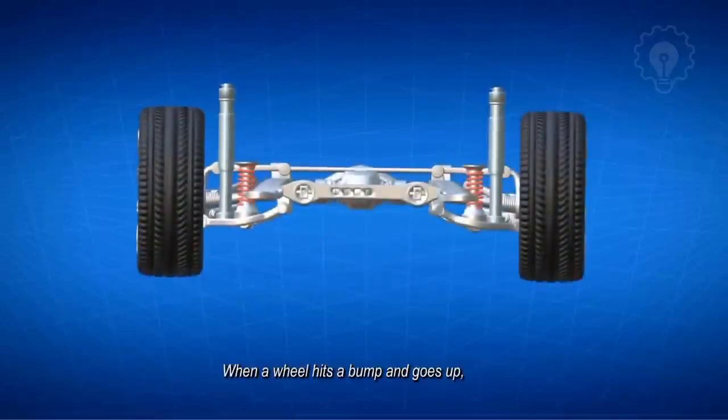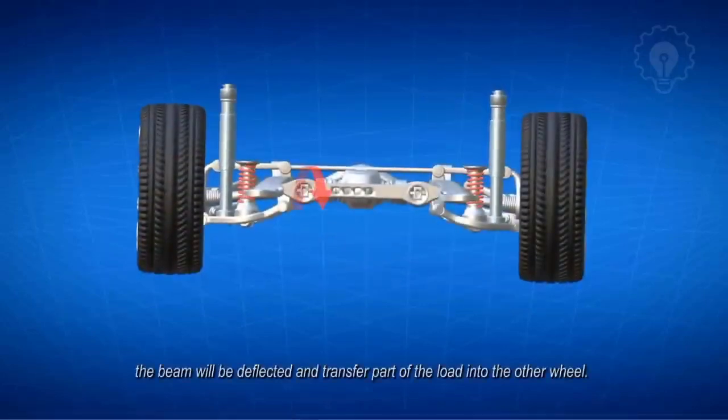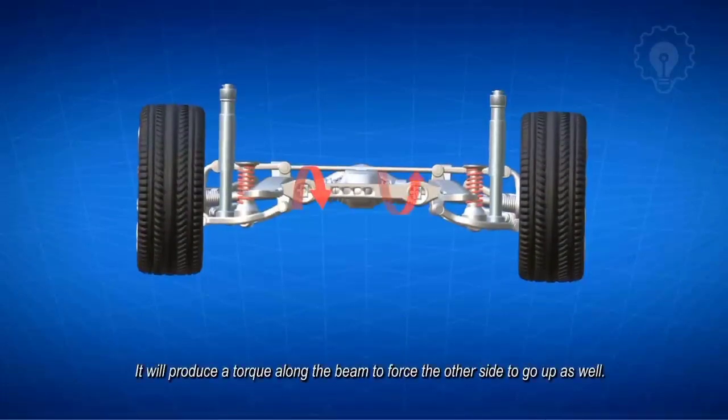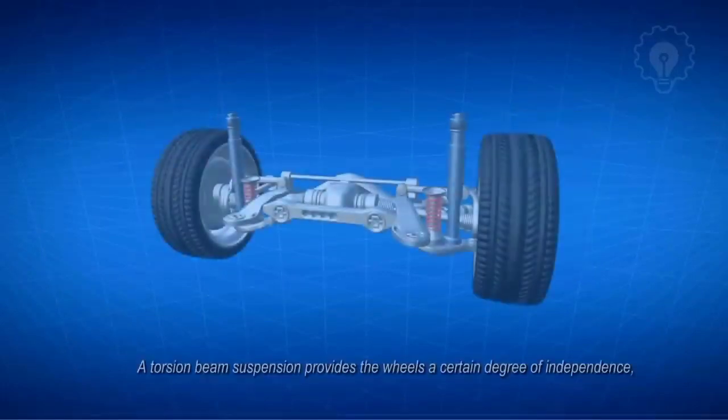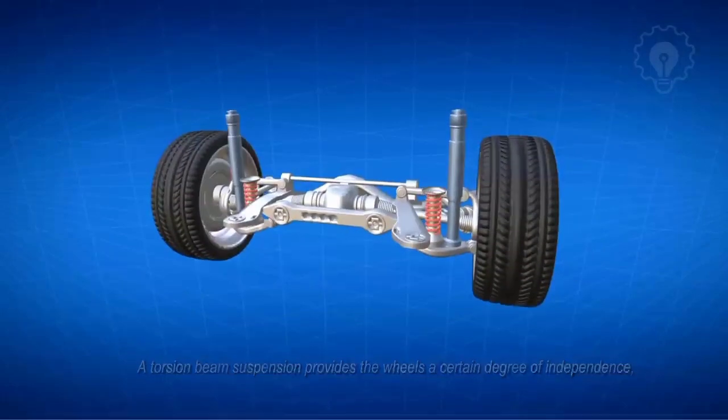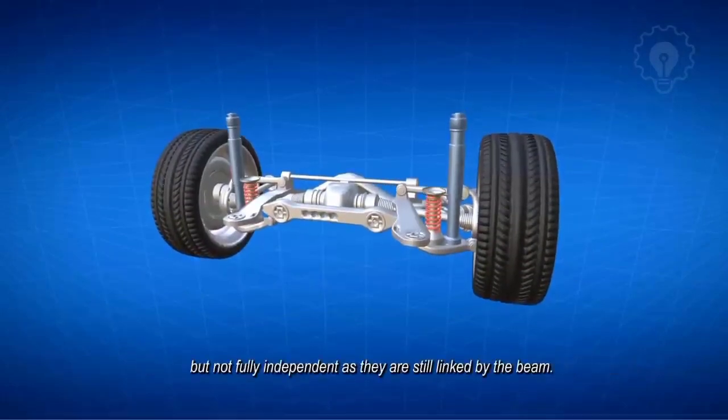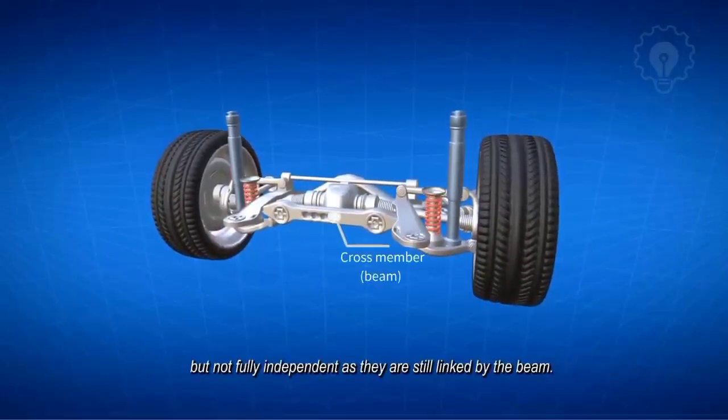When a wheel hits a bump and goes up, the beam will be deflected, and transfer part of the load into the other wheel. It will produce a torque along the beam to force the other side to go up as well. A torsion beam suspension provides the wheels a certain degree of independence, but not fully independent, as they are still linked by the beam.